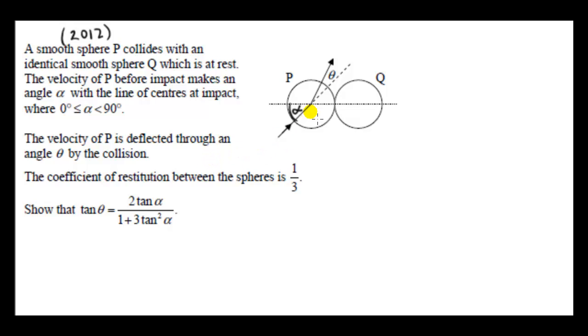A smooth sphere P collides with an identical smooth sphere Q which is at rest. The velocity of P before impact makes an angle alpha with the line of centers at impact. Alpha is an acute angle. The velocity of P is deflected through an angle theta by the collision.